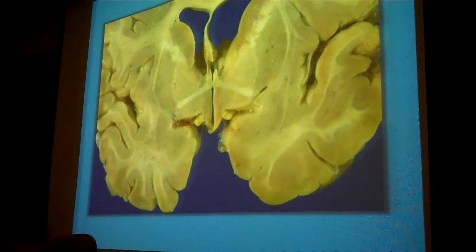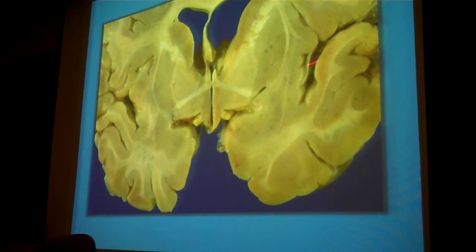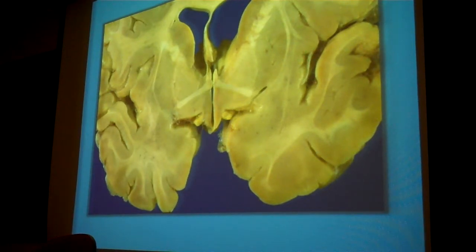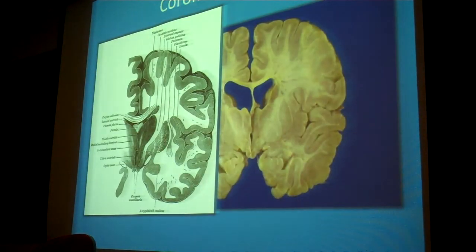It looks like we've got part of the optic tract that's being cut here. Here's the caudate. Here's the putamen. The globus pallidus down in here. And again, here's the insula. This whole area. And I've got one that's labeled for you to show you those similar pathways.